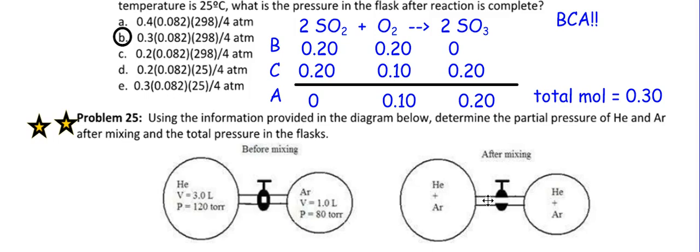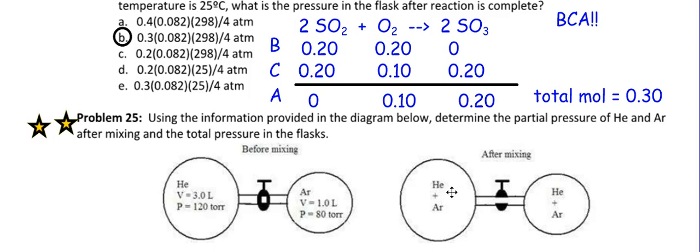Isn't the volume changing? Yeah, because right now the helium is confined to 3 liters. When I open up the stopcock, I have now a total of 4 liters. Here, I start off with 1 liter, and I open it up, and I have 4 liters again. So both the pressure and the volume are changing. So what does that bring to mind?